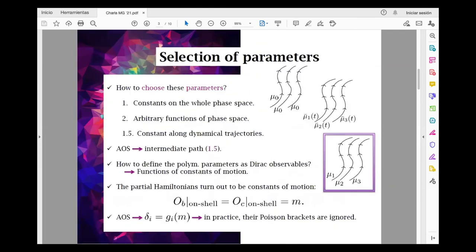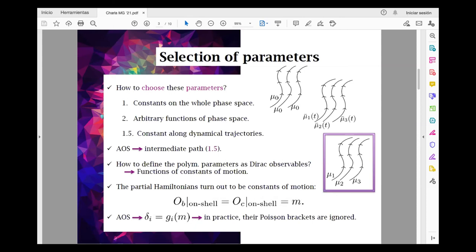Okay, so at this stage, one question we might ask is, how do we choose these parameters? The simplest option is to choose them as constants in the whole phase space. And then on the other end of the spectrum, we have arbitrary functions on phase space. These possibilities have been explored in the literature before, and in several cases, it has been found that some of these choices lead to physical predictions that exhibit properties that are not desirable, such as dependence on fiducial structures or appearance of large quantum effects in regions of low space-time curvature.